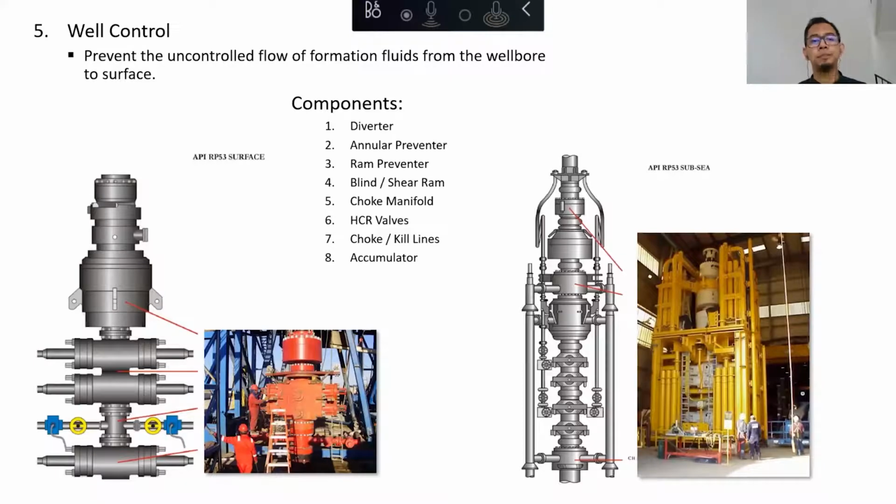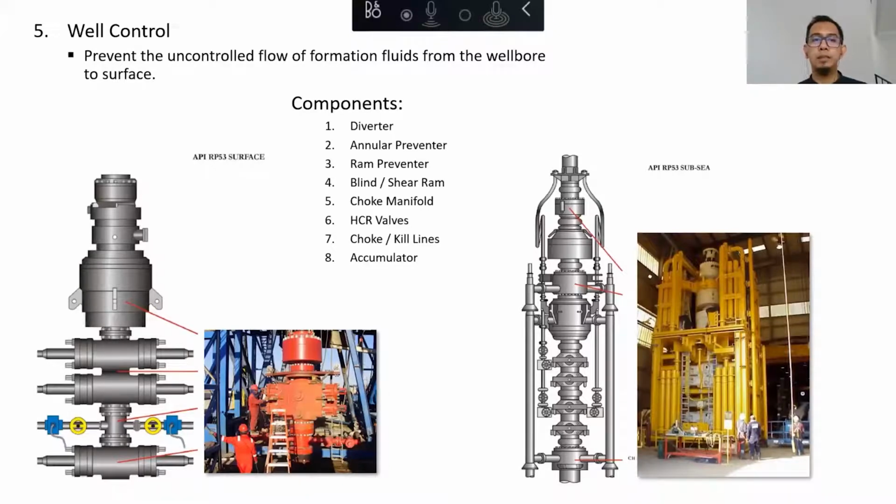Blind and shear ram. So the diverter, annular preventer, and ram preventer have the capability to hold the drill pipe and prevent the annulus fluid from migrating or traveling to the surface. However, the blind or shear ram completely shuts down the well and cuts anything that passes through it. So if it's drill pipe, it will cut the drill pipe. If it is a drill collar, it will cut the drill collar.